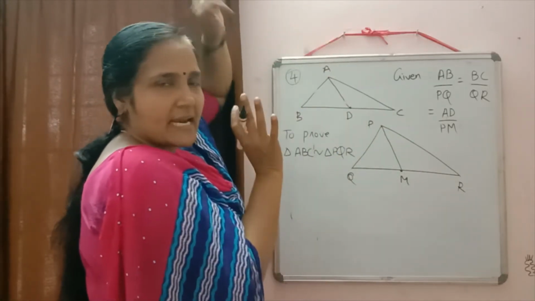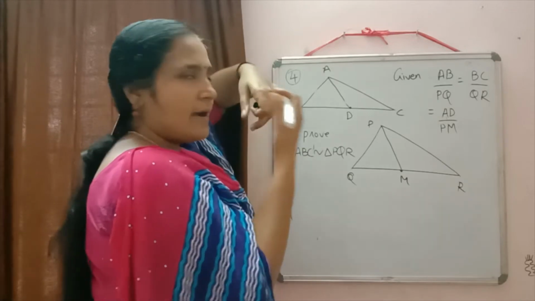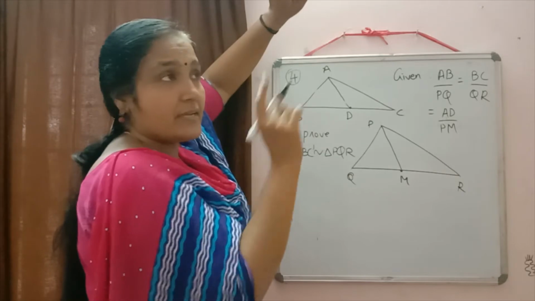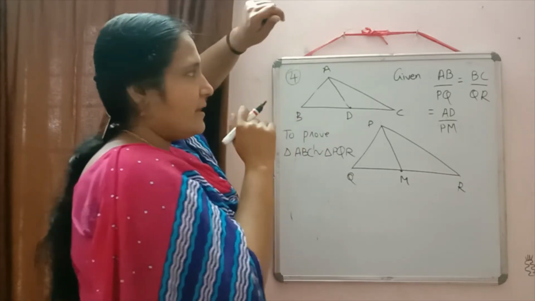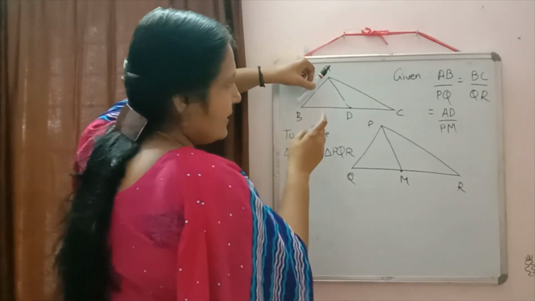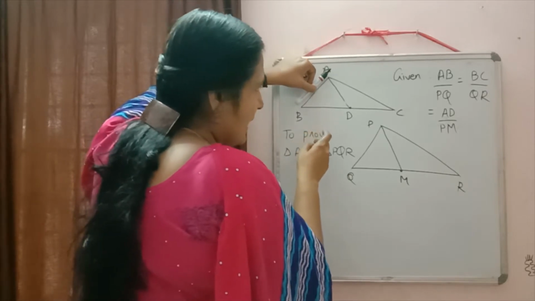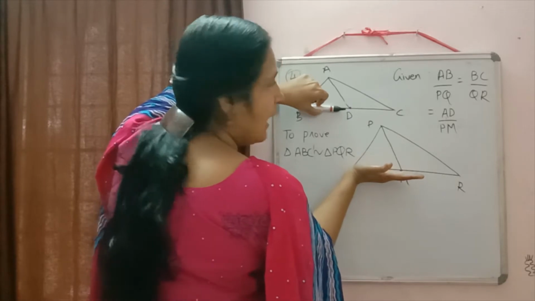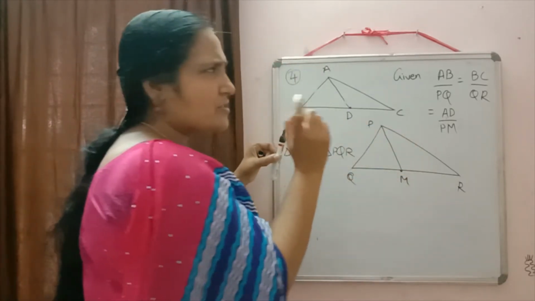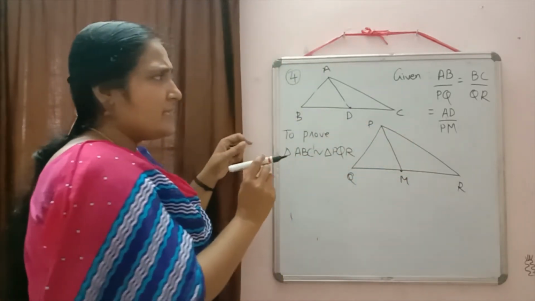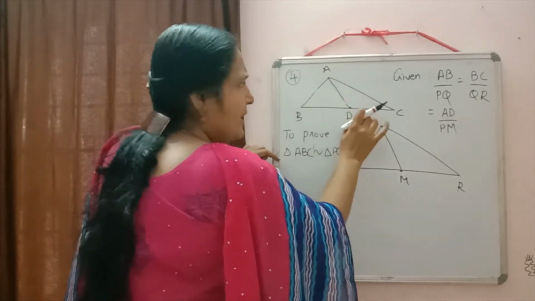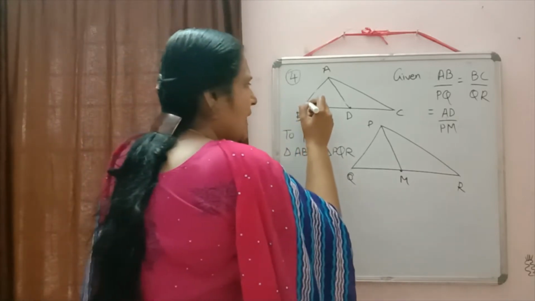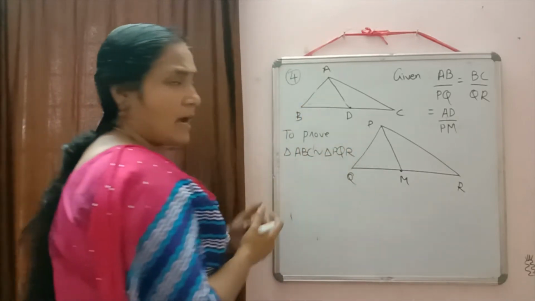So SSS criteria we cannot use. About angles, they are not saying anything. So the remaining criteria left is SAS criteria. So just to check, in the triangles the relation is given in AB, PQ, BC, QR. So what is that point which is common in these sides AB and BC, PQ and QR? The common angle is angle B and here we have angle Q.